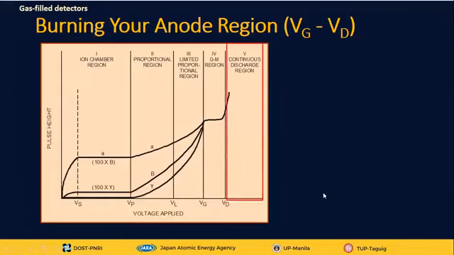At higher energies, we have what we call the Bernier anode region, or the continuous discharge region, where further increasing your voltage can cause your anodes to burn.